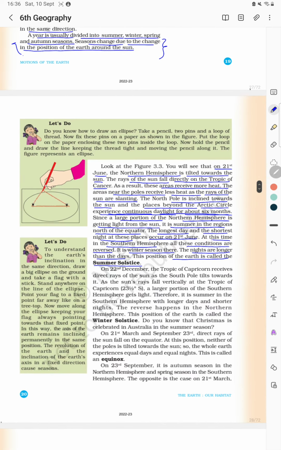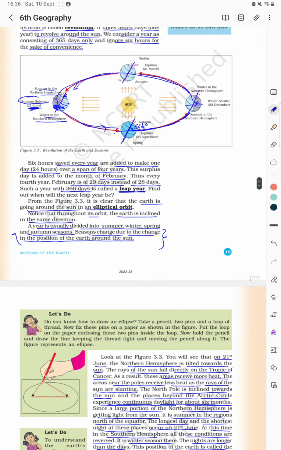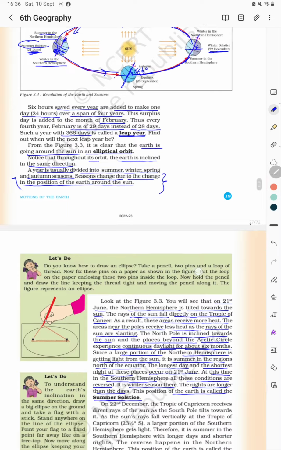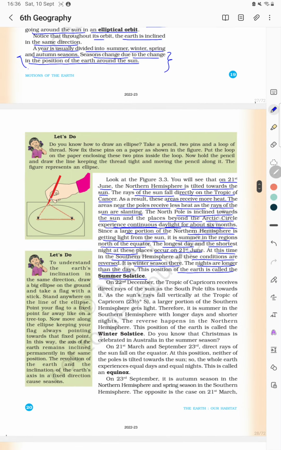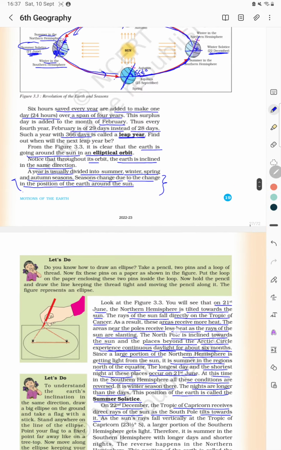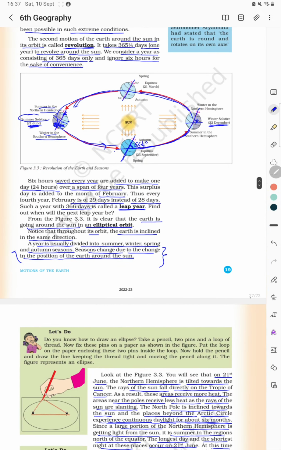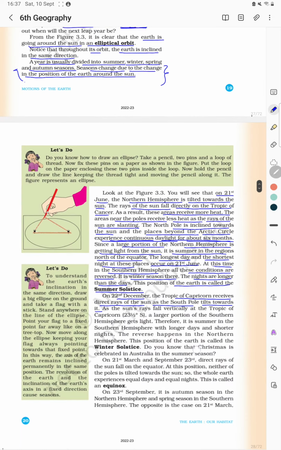Similarly, if we take the position of earth opposite to this summer solstice, on 22nd December the Tropic of Capricorn receives direct rays of the sun as the south pole tilts towards it. So the case is opposite of summer solstice. Here the south pole is tilted towards the sun, so the sun is directly above the Tropic of Capricorn.